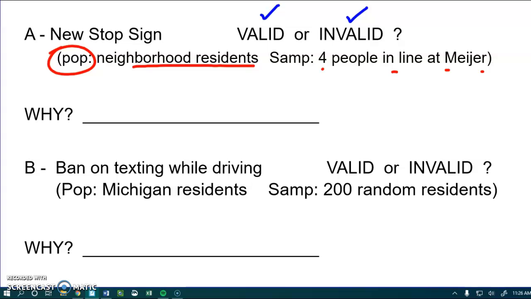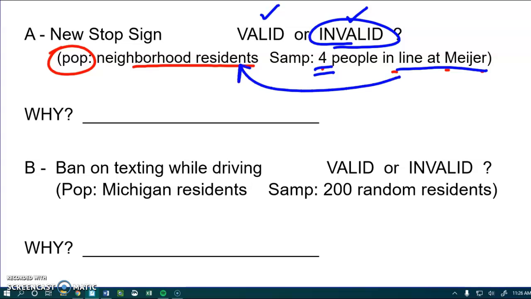Okay, for A, I would say this is invalid, right? Number 1, 4 isn't enough people, and you don't know that those people in line at Meijer are actually the residents that you're trying to learn something about. Right? So your sample probably doesn't represent your population.